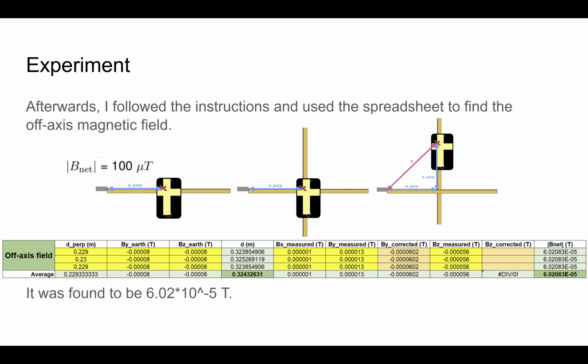So afterwards, I followed the instructions and used the spreadsheet to find the off-axis magnetic field. So first, I put the distance of the bar magnet at a point where the net magnetic field was about 100. And then, so that turned out to be 23 centimeters. And then I moved the phone upwards 23 centimeters, and you can see all the numbers I put in, all the calculations the spreadsheet did, and the net magnetic field was found to be 6.02 times 10 to the negative 5.